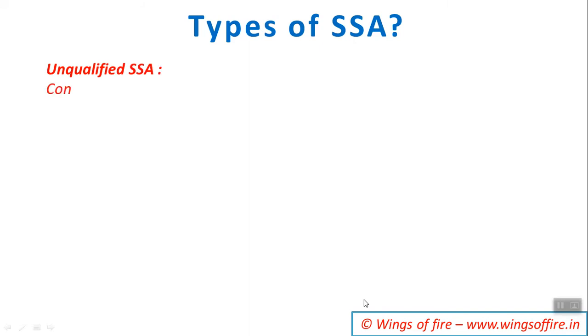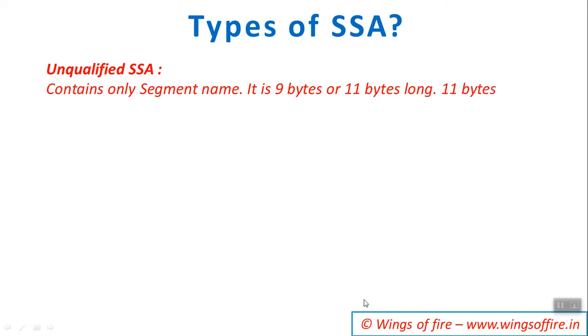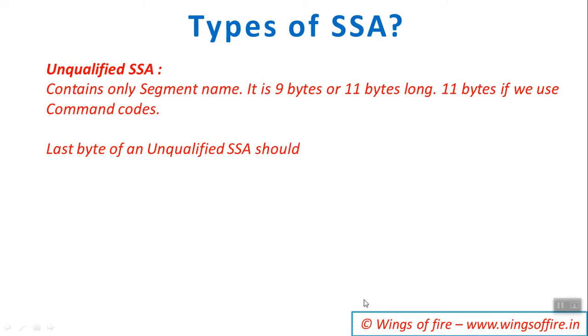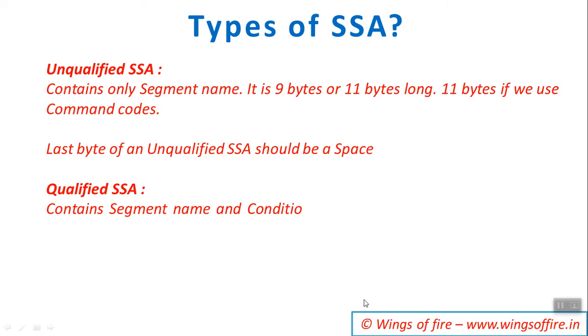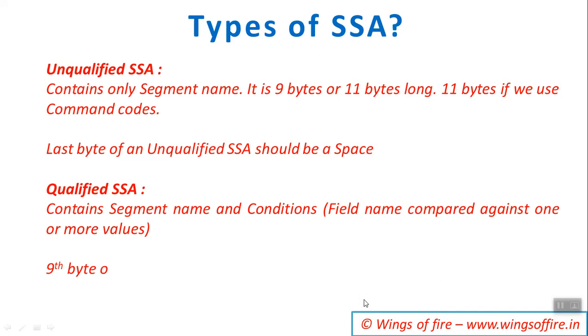So there are two types of SSAs, as we have discussed earlier: unqualified and qualified. An unqualified SSA will be either 9 bytes or 11 bytes in length. It will have the segment name with or without command code, and the last byte will be a space. A qualified SSA will have segment name, field name compared to a value, and we can have as many conditions as needed. In a qualified SSA, the 9th byte or 11th byte should be an open bracket. The 11th byte applies when the 9th and 10th bytes are occupied with command code, so you'll have the 11th byte as open bracket.